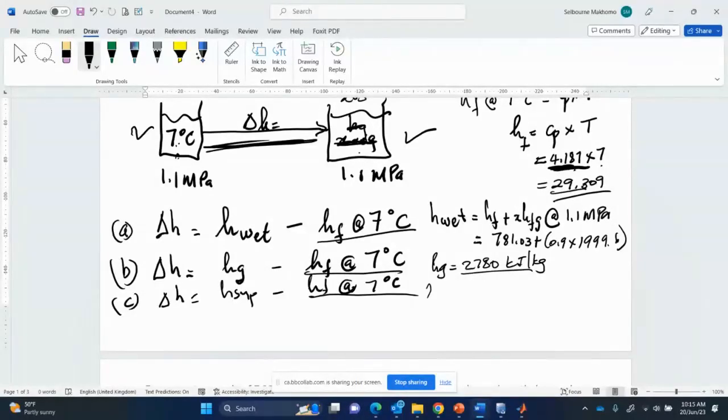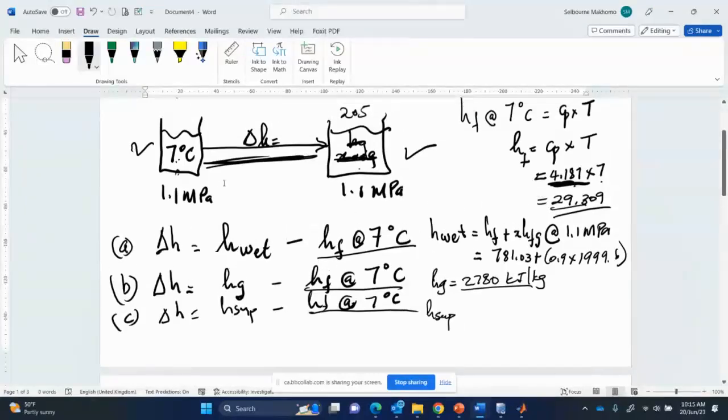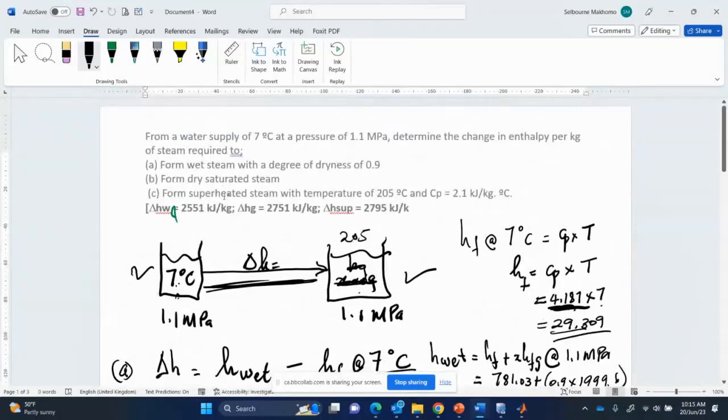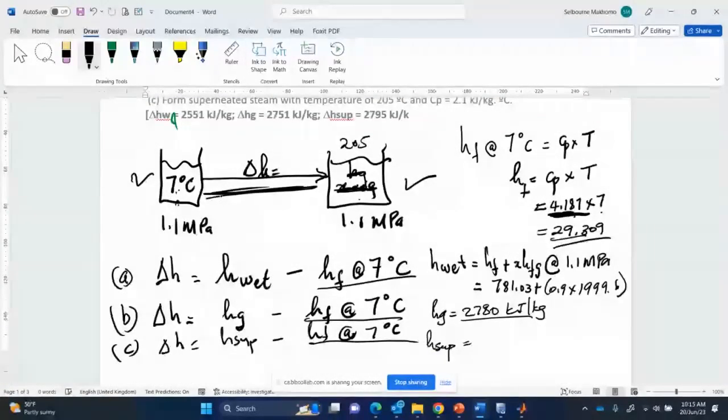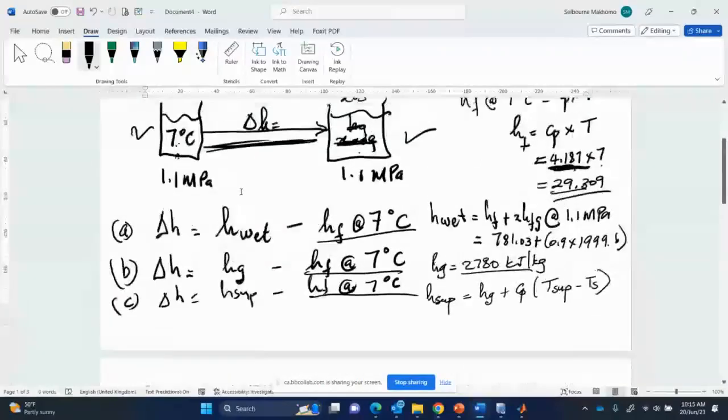The last one is the H super. The fact that it's H super, we are given Cp. We don't use the first method. So H super is equal to Hg plus Cp times T super minus Ts. So we go to the steam tables. Hg is already 2780. We have it. Ladies and gentlemen, you only use this particular formula here if Cp is given.